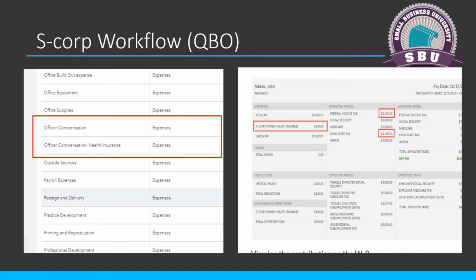And if the employees are paying, I'm going to get into Cafeteria 125 plans here in a second. If the employees are paying part of that, I'll show you what to do there too. Make sense? So this is important from the workflow perspective.